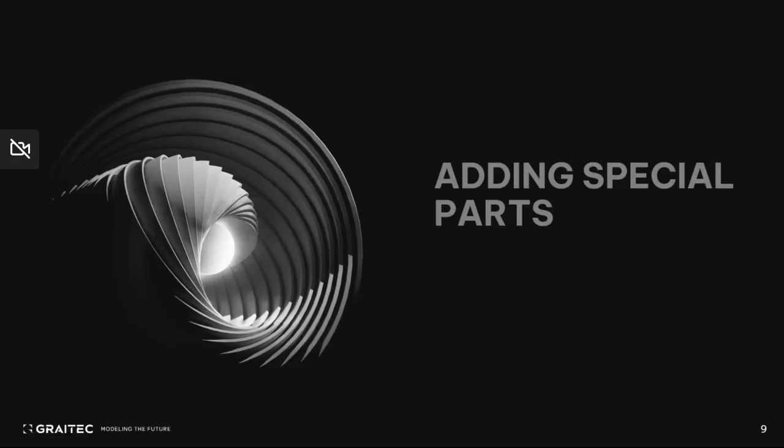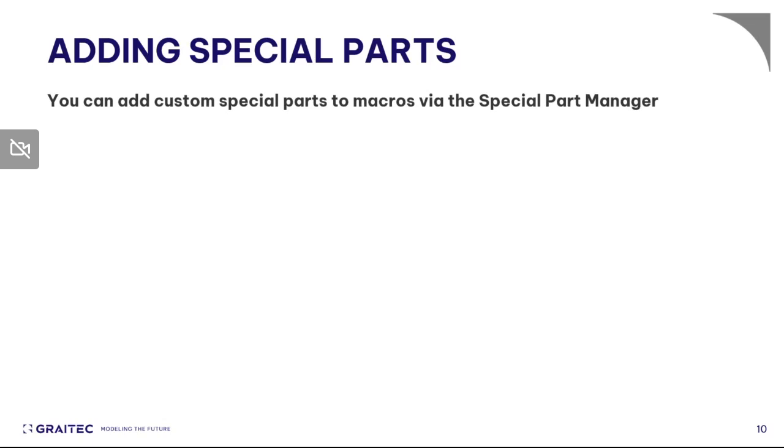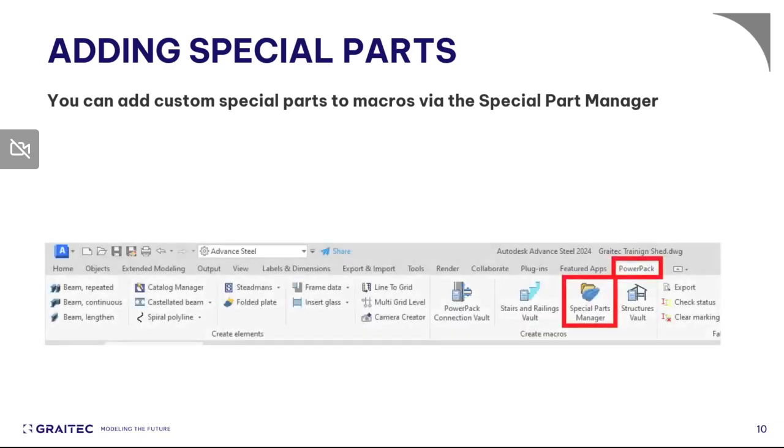So next we're going to look at how to add special parts. There are certain macros within the PowerPack that use special parts, predominantly stairs and railings, and it is possible for us to add our own special parts to these macros. So any of the PowerPack tools that use a special part, we can add our own special parts in, and this is done via the special part manager. You can see it there on the PowerPack ribbon.